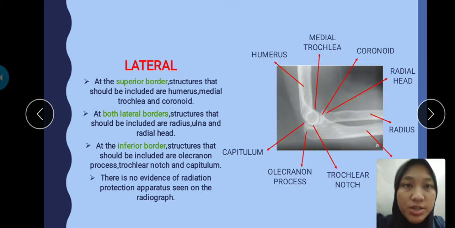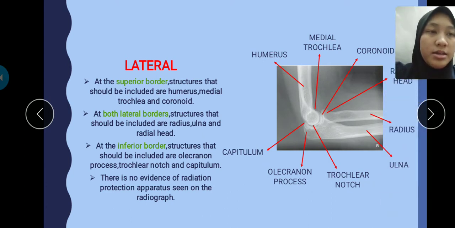For lateral projection, at the superior border, structures that should be included are humerus, medial trochlea and coronoid. At both lateral borders, structures that should be included are radials, ulna and radial head. This is radial head and this is ulna. At the inferior border, structures that should be included are olecranon process, trochlear notch and capitulum.